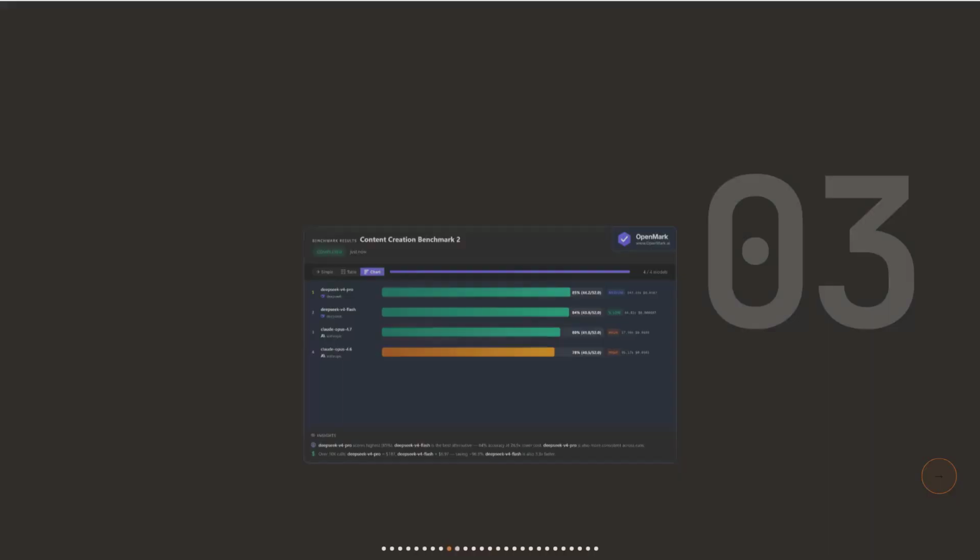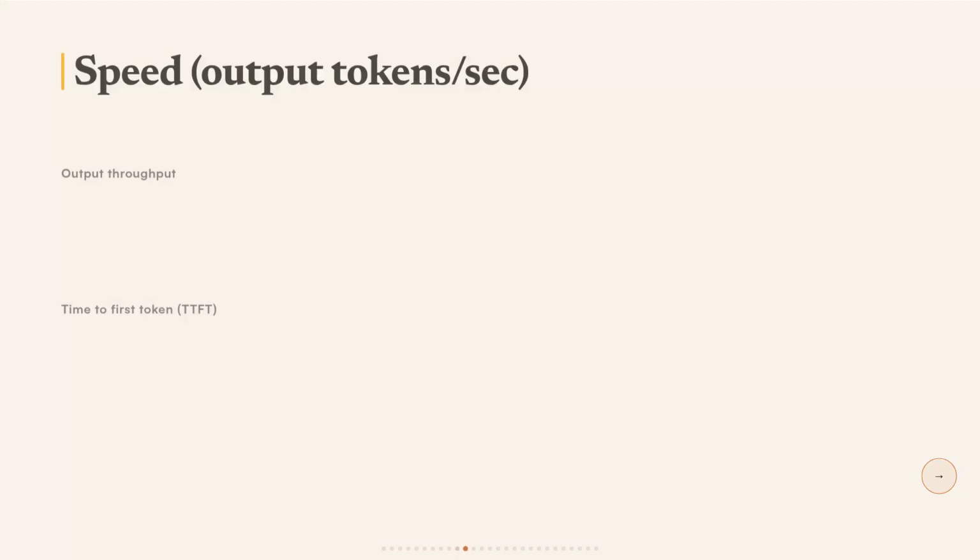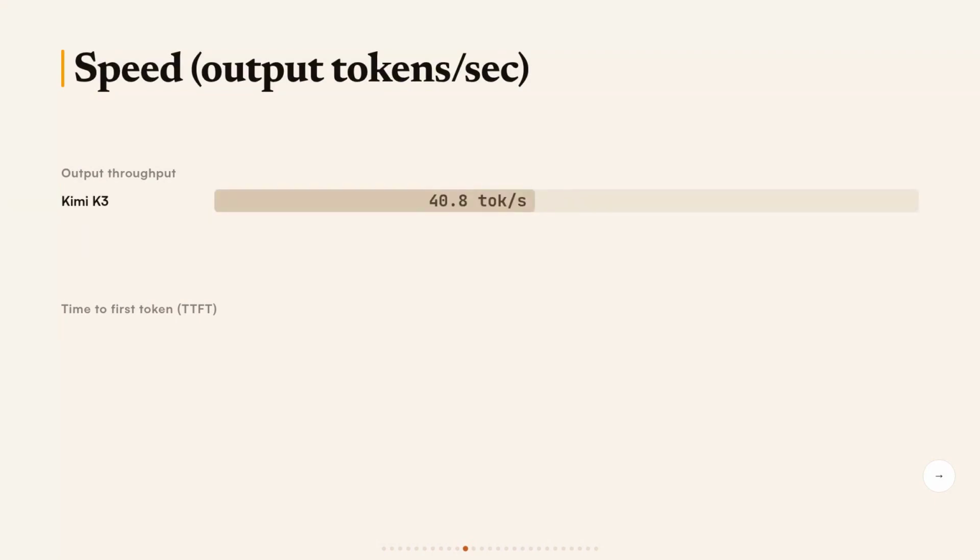A model that codes well but crawls through generation breaks the feel of an agent loop, especially when you're chaining calls together. According to Artificial Analysis, DeepSeek V4 Pro hits 89.7 output tokens per second, which is faster than that benchmark's own reported 71 tokens per second average. Kimi K3, measured on a similar harness, comes in at 40.8 tokens per second.